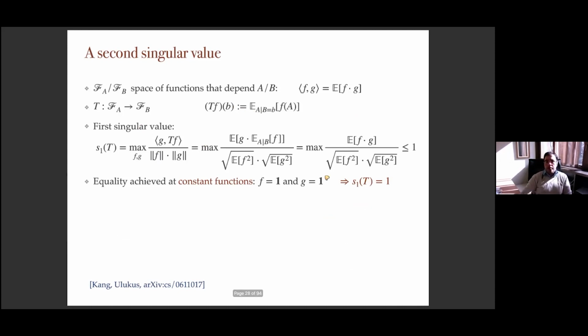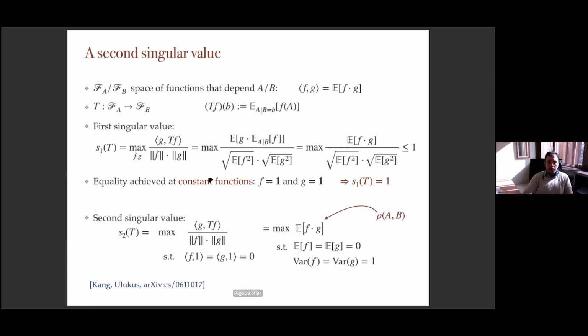So this is not interesting. It doesn't capture anything about the starting distribution P A and B. So let's think of the second singular value. What's the second singular value? It would be the same maximization problem, but I should restrict F and G to be orthogonal to the vectors associated with the first singular value. So it's the same optimization problem, but I'm restricting F and G to be orthogonal to these functions that I obtained for the first singular value.